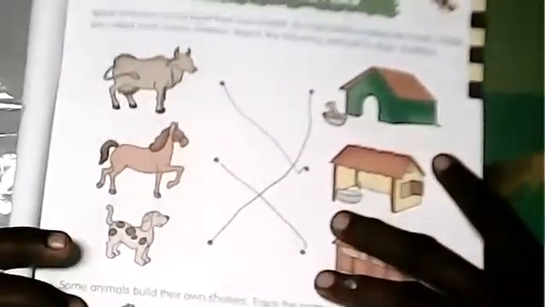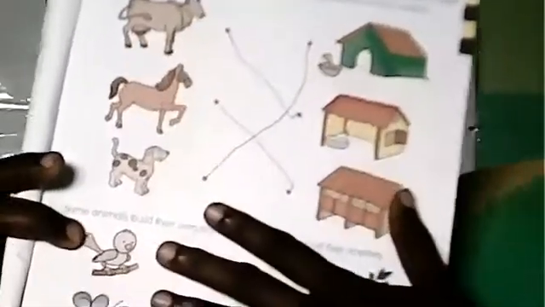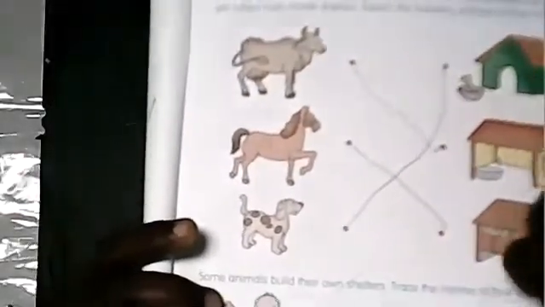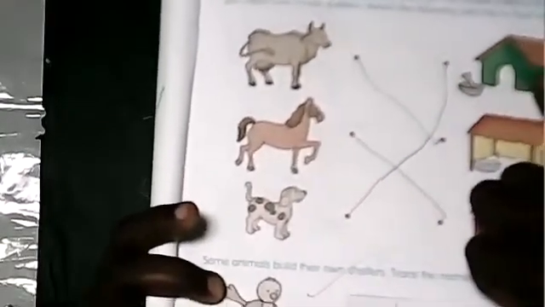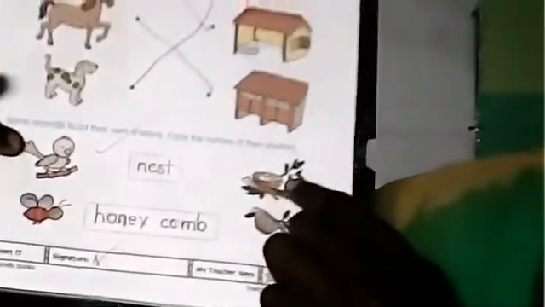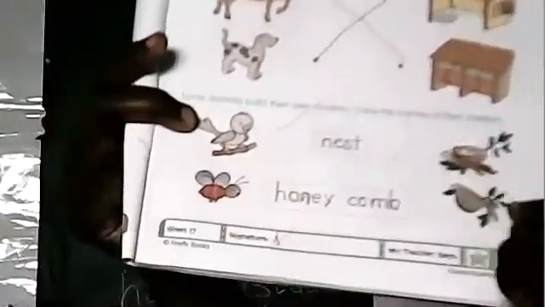I'll ask you tomorrow, what are man-made shelters? Name some man-made shelters. Kennel, shed, and stable. These are all man-made shelters. Where does the dog live? Dog lives in a kennel. Where does the horse live? Horse lives in a stable. Where does the cow live? Cow lives in a shed. Now where does this bird live? Bird lives in a nest. Where does this honeybee live? It lives in a honeycomb. So I'll ask you questions tomorrow. So you do this page. Okay. Good.